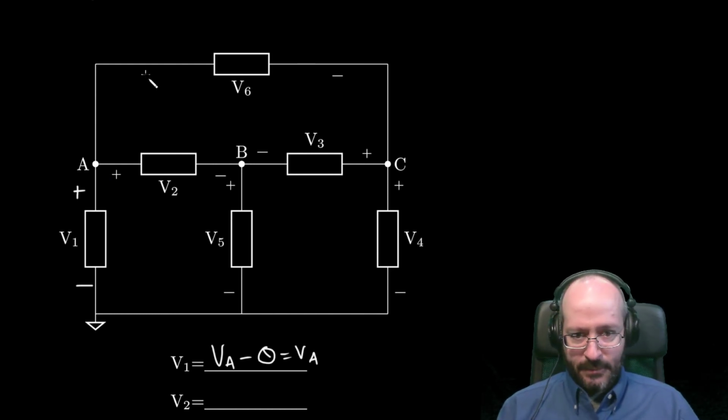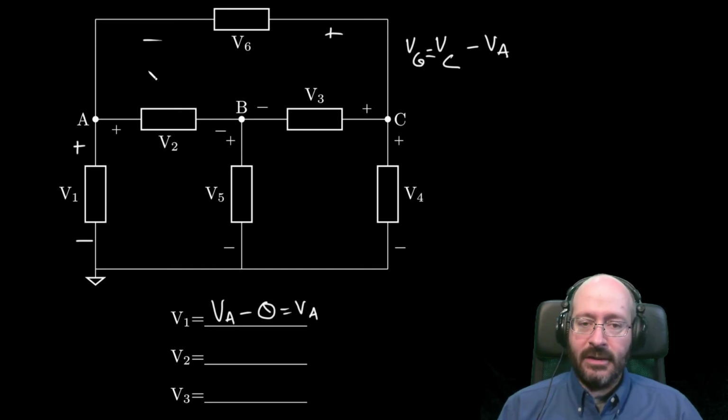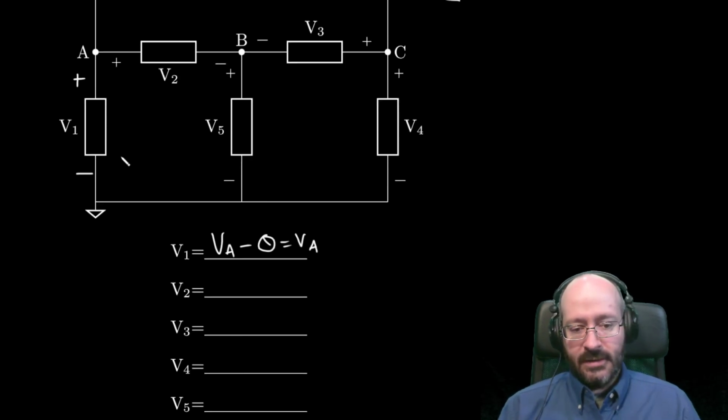What would be another one? I'm not doing these all. Let's do V6. If it was plus over here and minus over here, then I would get V6 equals VC minus VA. So those polarities define the coordinate system. They define which direction is positive.